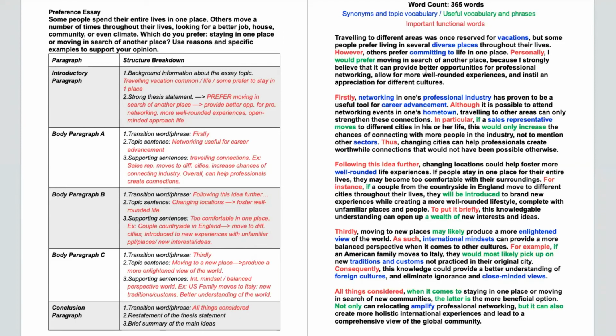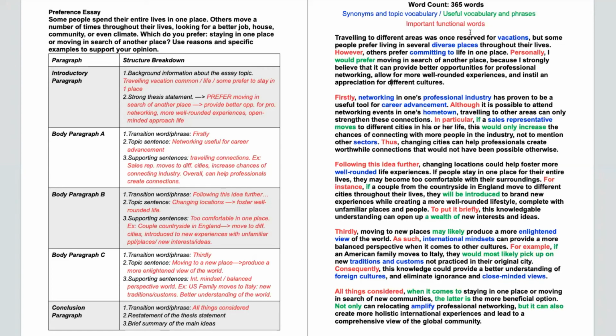All right, and on the right-hand side, we have the finished version. So first off, the word count is 365 words. That's perfect. You need to write a minimum of 300, but you don't want to write so much that you are near 400 or even at 400. So this is a nice length.